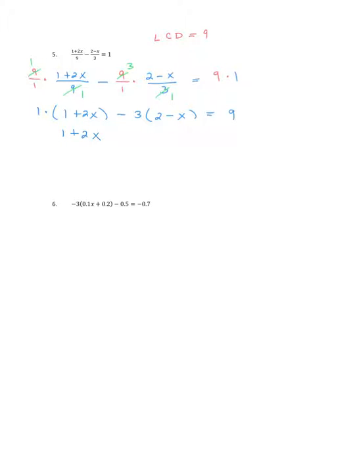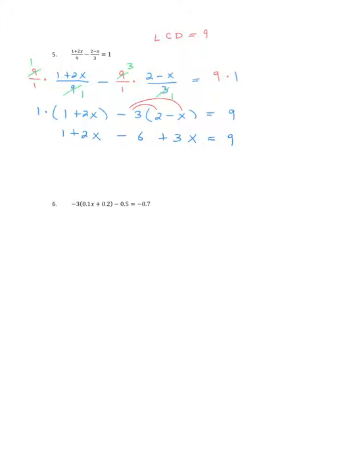But on the next set of parentheses, you're not just multiplying in the 3, but you're multiplying in the negative 3 as well. So you have to be careful to change the signs on the terms inside the parentheses. So here's what we get. We get a negative 6, but we get a positive 3x, and this is equal to 9.